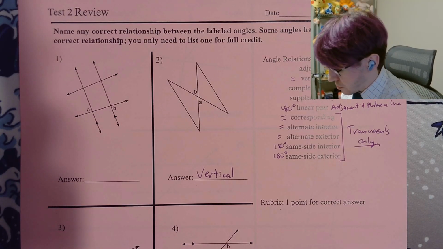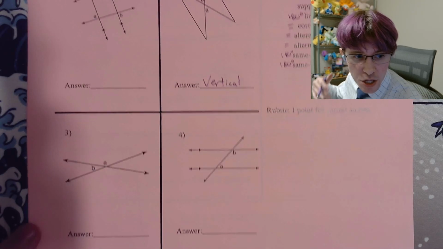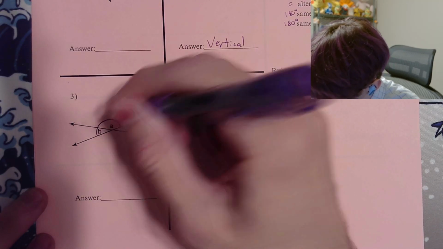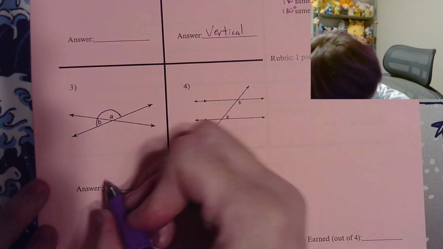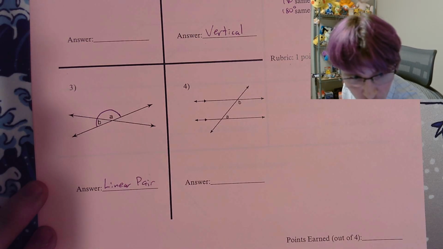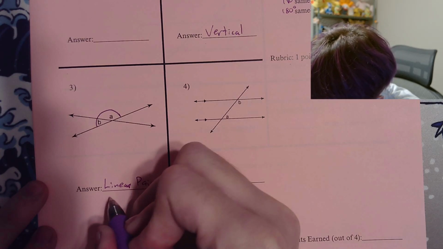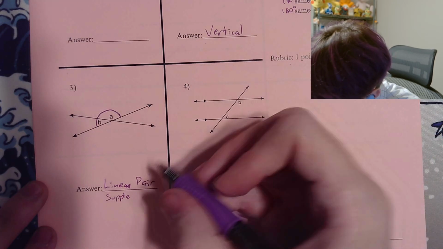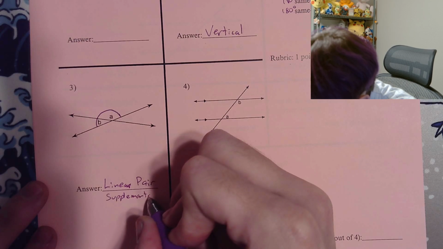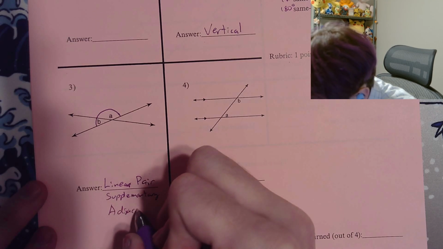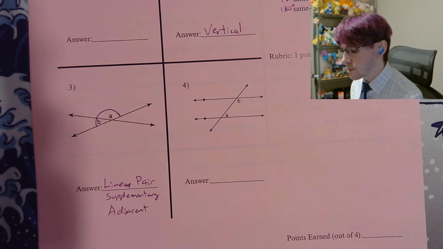So I said we're going to do number 2, number 3, because those are the easy ones. For number 3, there are actually 3 correct answers. I think the most obvious answer is that A and B together, if I were to combine A and B, they create a straight line. So I think the obvious answer is linear pair. However, other correct answers besides linear pair would be supplementary, because they create a straight line, which means they add to 180. And then the last possibility is, in order to even be a linear pair, they have to be adjacent. So actually, any of those 3 words will be correct. You only need to pick one of them.